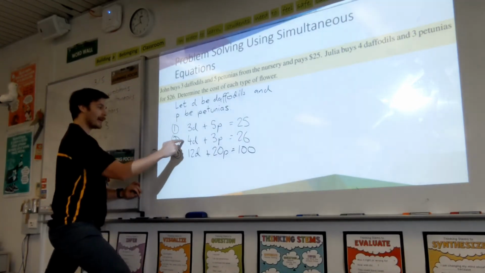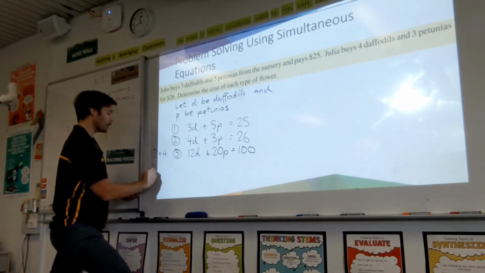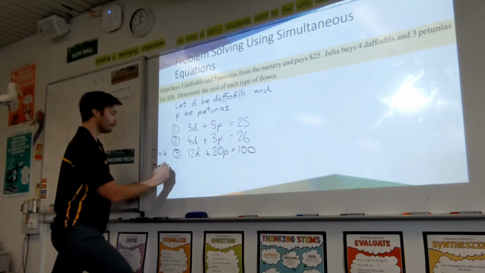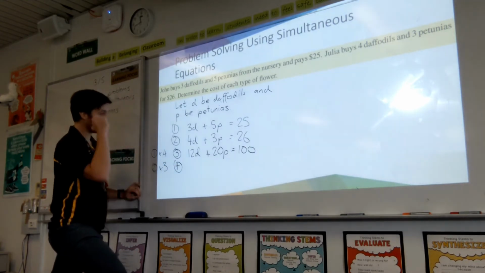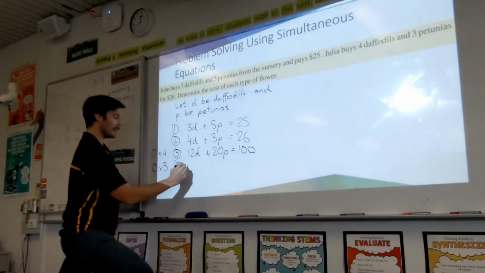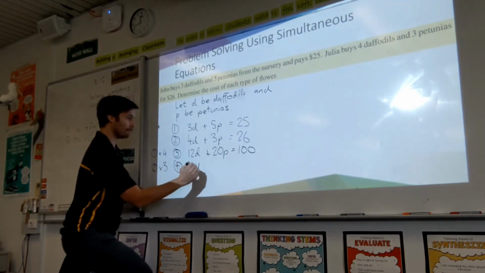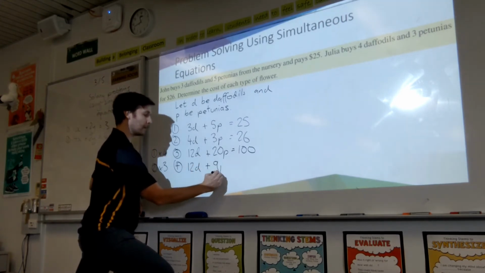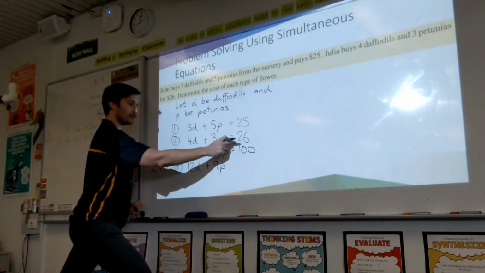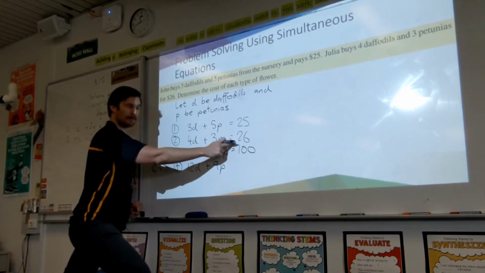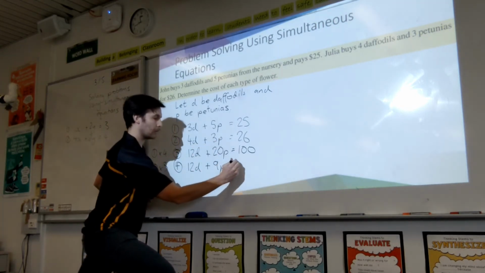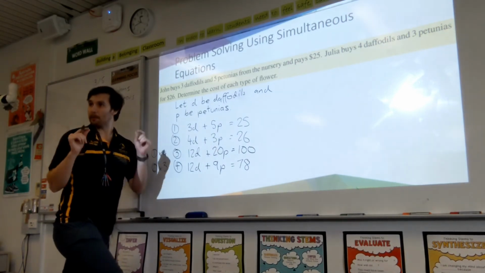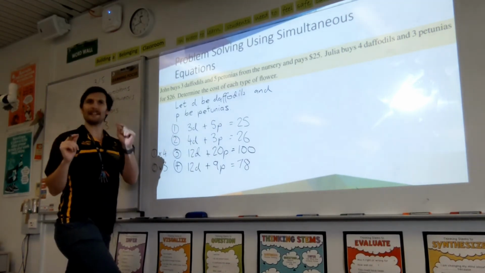Cool. Now I'm going to do the same thing to equation 2, times 3. And this will be equation 4 for me. So 4 times 3 is also 12D. 3 times 3 is 9, so 9P. And 3 times 26 is 78.